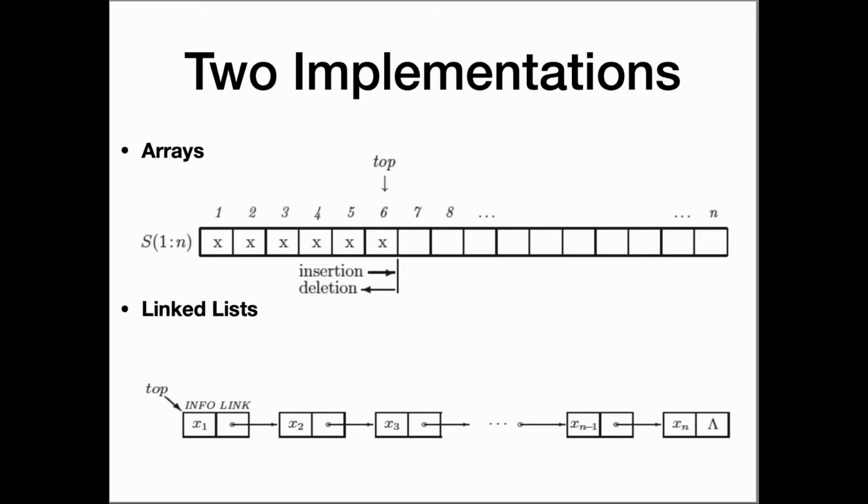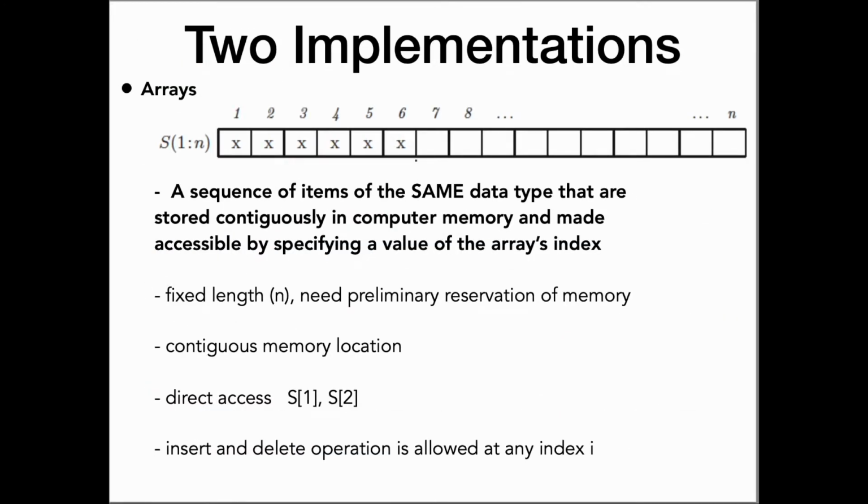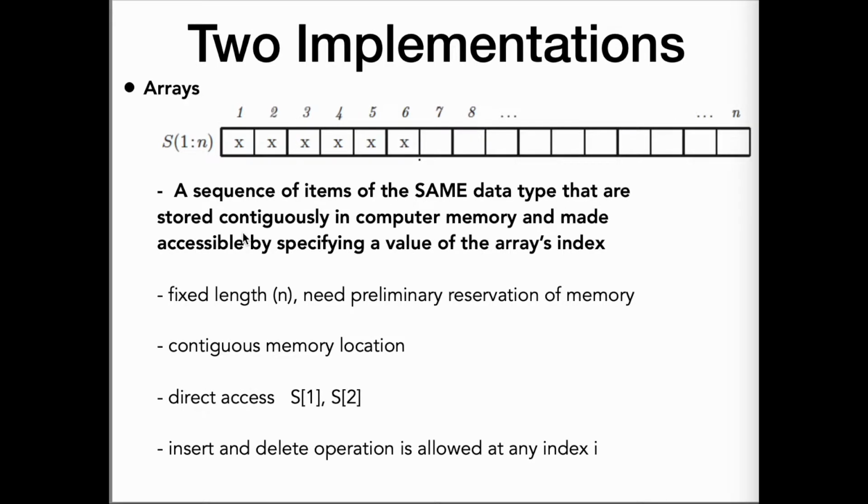Here we will discuss the advantage and disadvantage of using the two different implementations, and we will also discuss how the two operations and the auxiliary operations are implemented. Let's start with the array implementation. Let's start with the definition of an array.